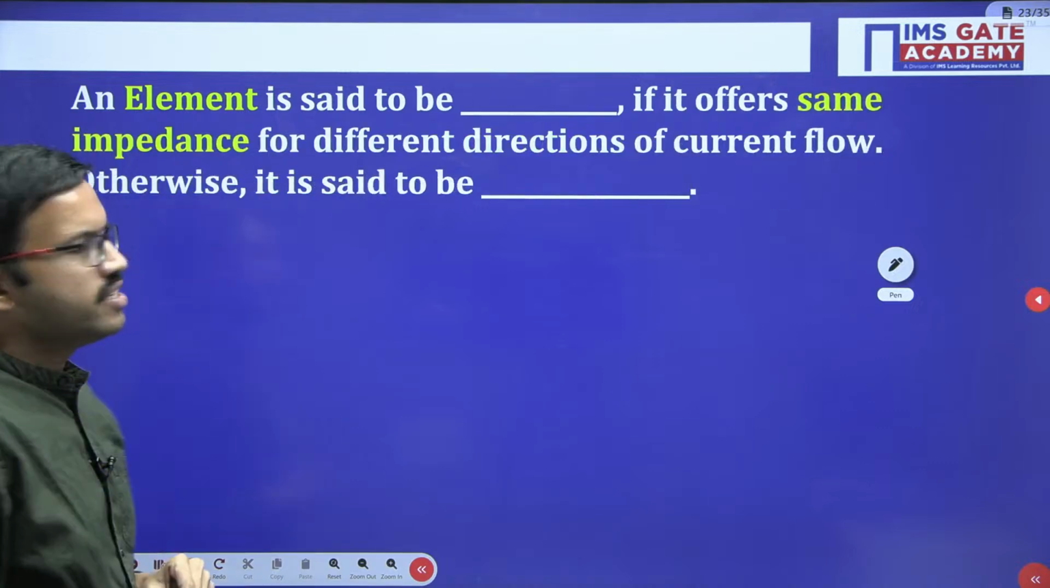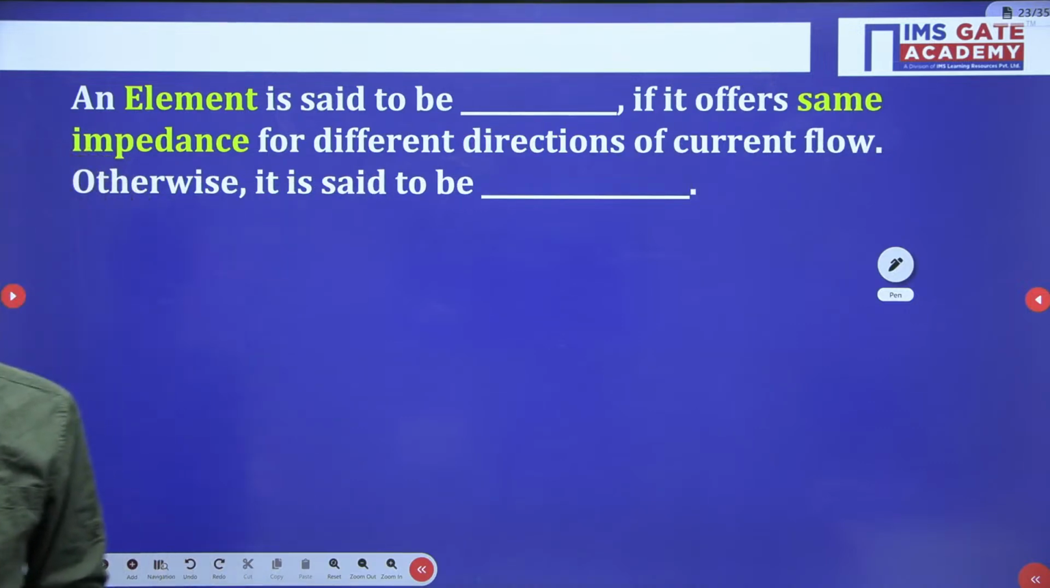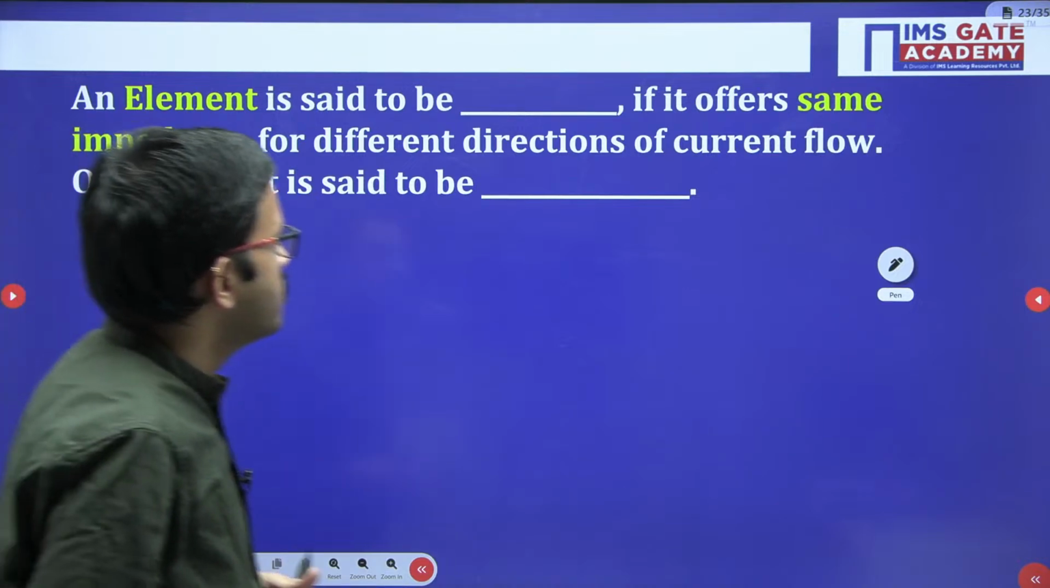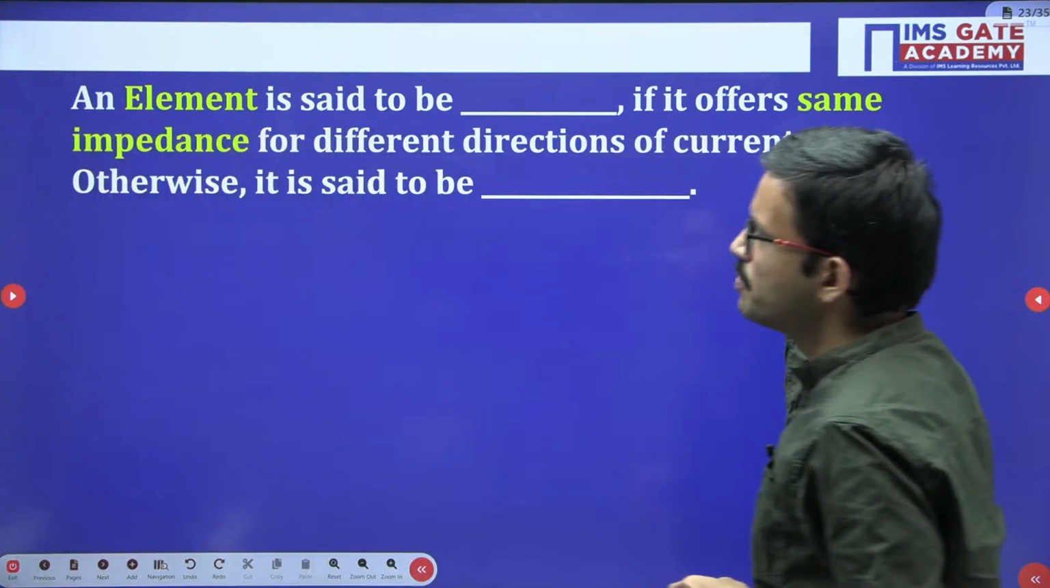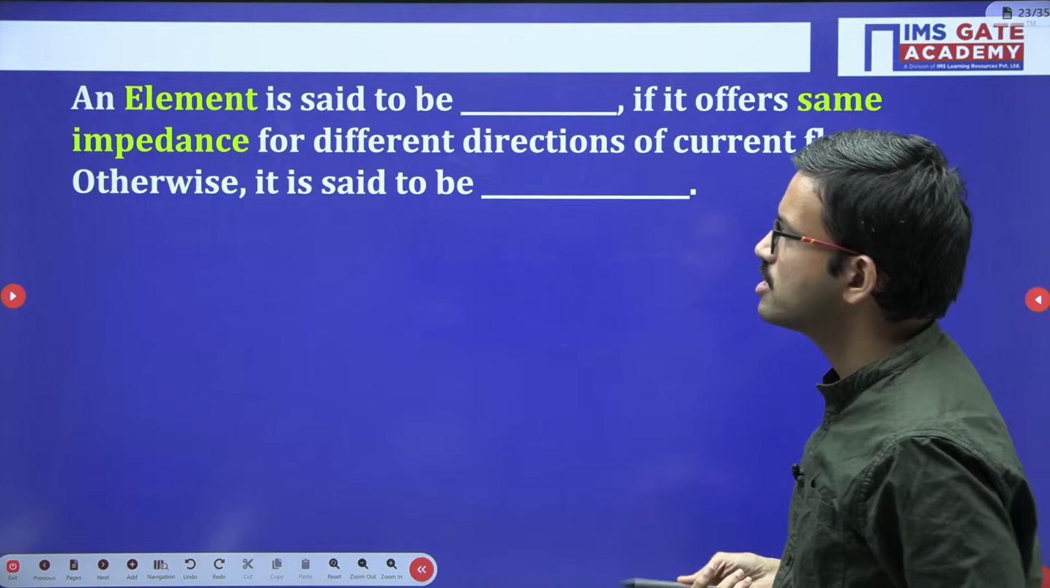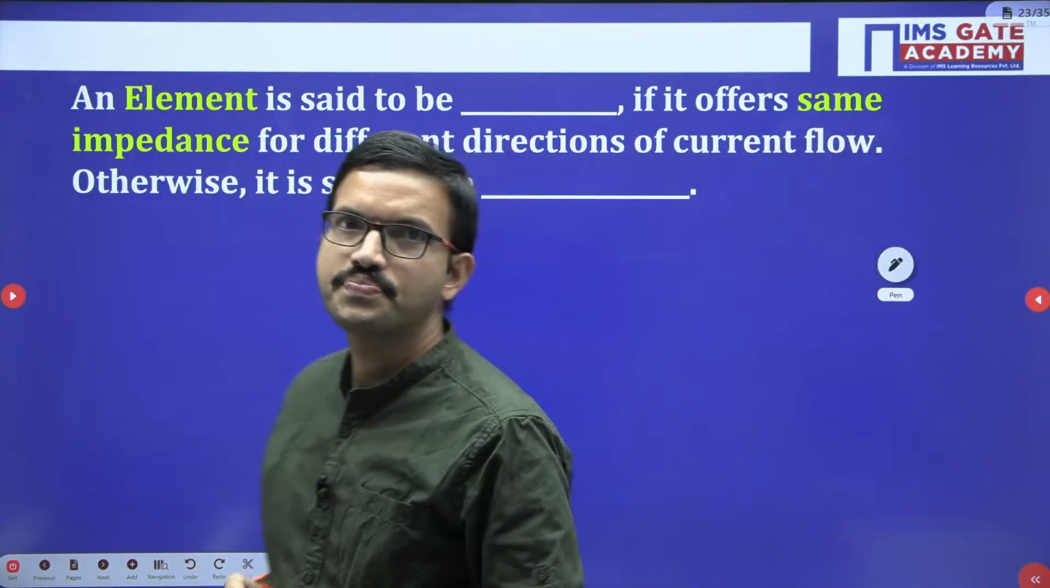Similarly, all of you give a try. Just read the sentences and fill the blanks. An element is said to be dash if it offers the same impedance. This is very, very important. If it offers the same impedance for different directions of current flow. Otherwise, it is said to be dash.